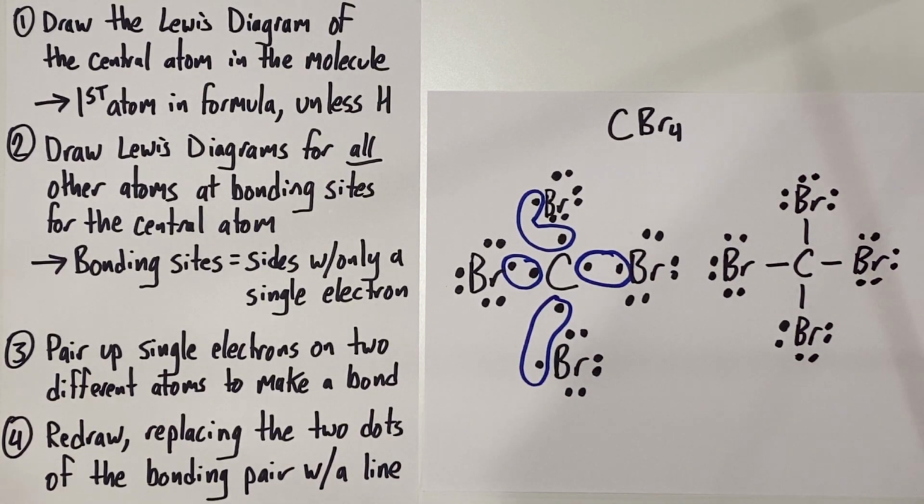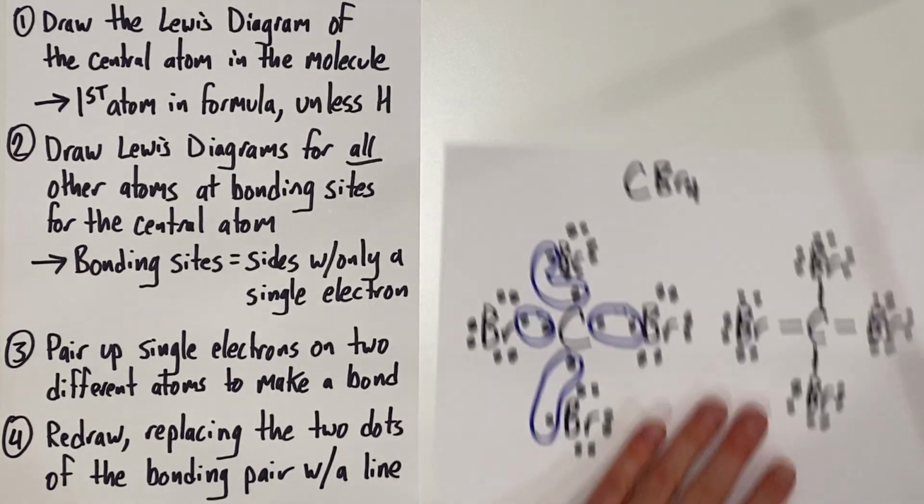If this is making sense, go ahead and start doing some practice problems. I'm going to do one more example here if you want to go through another one. I'm going to have another video on how to do Lewis diagrams with double and triple bonds. So if you feel good, maybe jump to that one or just get some practice problems.